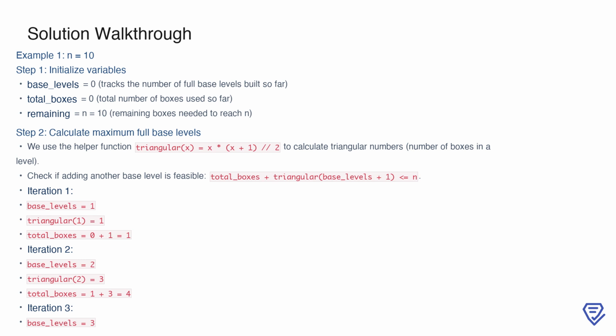For the first iteration, setting base_levels to 1, the triangular number is 1, and the total boxes become 1. For the second iteration, with base_levels set to 2, the triangular number is 3, and the total boxes increase to 4. On the third iteration, the triangular number for base_levels of 3 is 6, bringing the total boxes to 10. This equals n, so we stop here as no more base levels can be added.